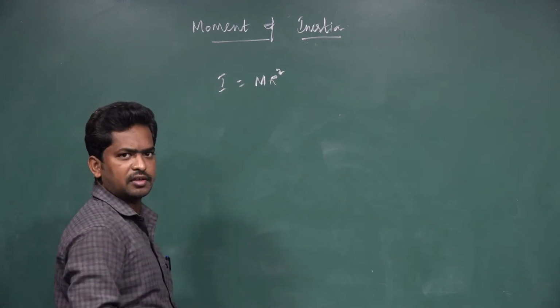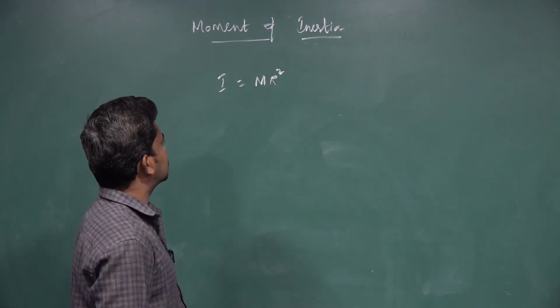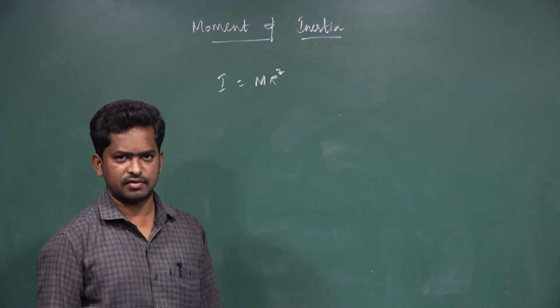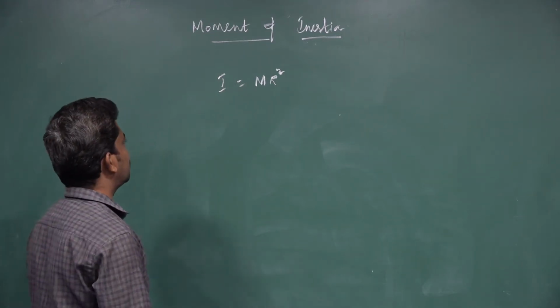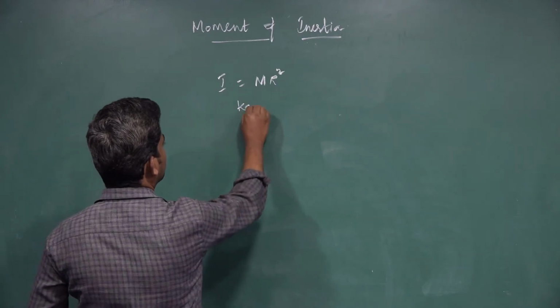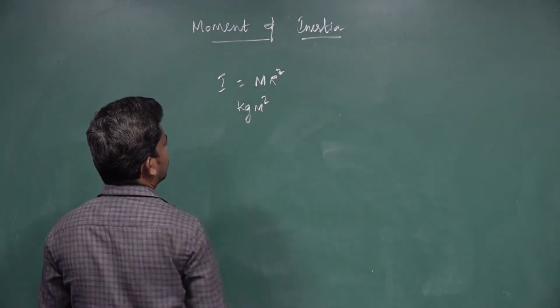Moment of inertia is nothing but a basic equation: I is equal to mr square. This is the moment of inertia. So the unit of moment of inertia is kilogram meter square.